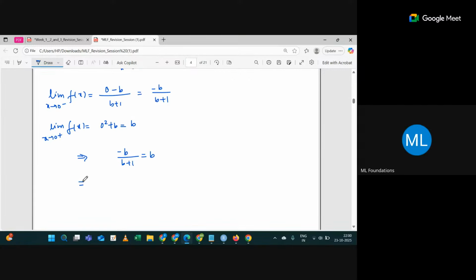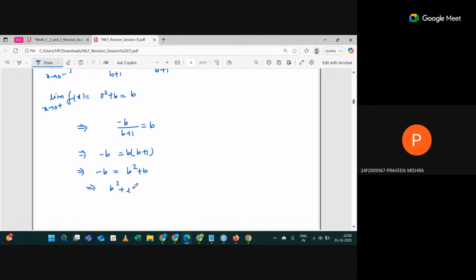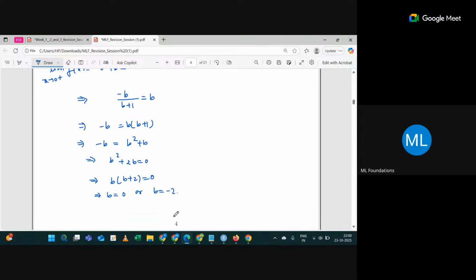So what else can I write? I can write minus b equals b times b plus 1, which implies minus b equals b square plus b. So from here it will be b square plus 2b equals 0, so we can eliminate b. Basically it will be b plus 2 equals 0. So here b is either 0 or minus 2.